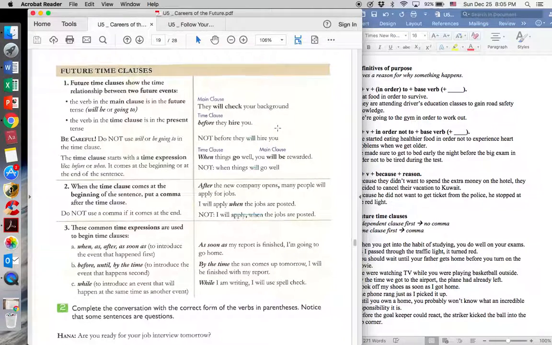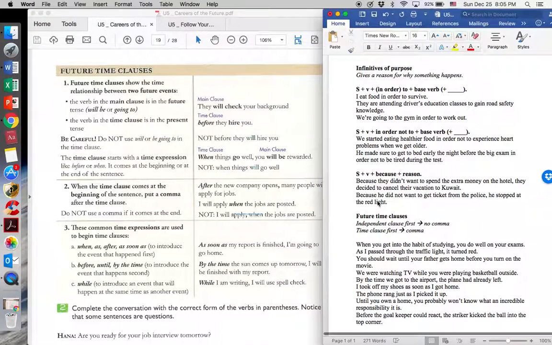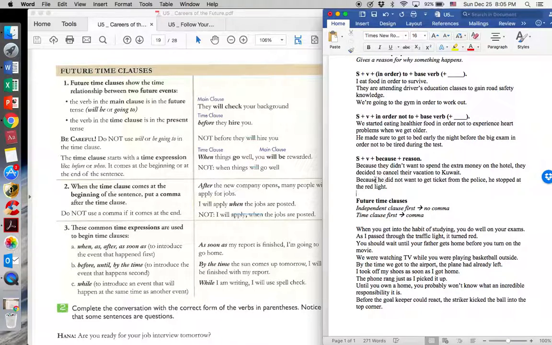Future time clauses have also been covered previously. Future time clauses kind of piggyback on this because independent/dependent clause ordering. If the independent clause comes first, then we don't have a comma, right? If the time clause comes first, then we need a comma separating the time clause and the rest of the sentence.